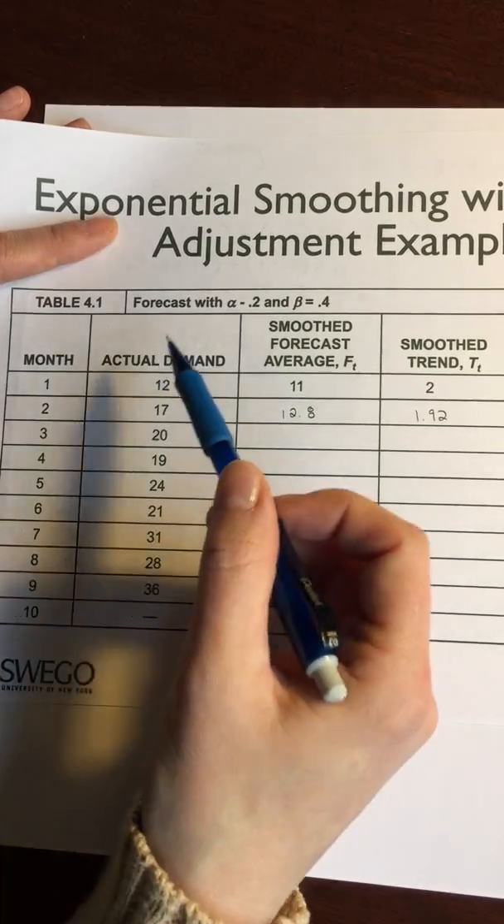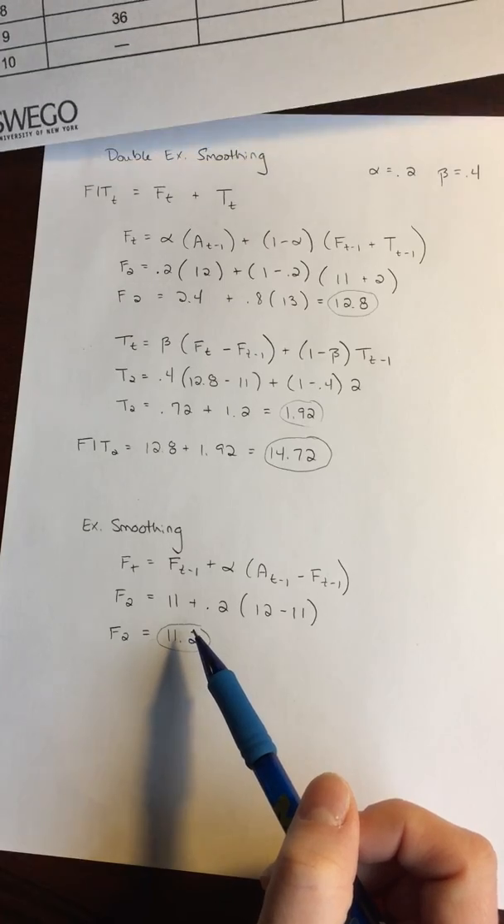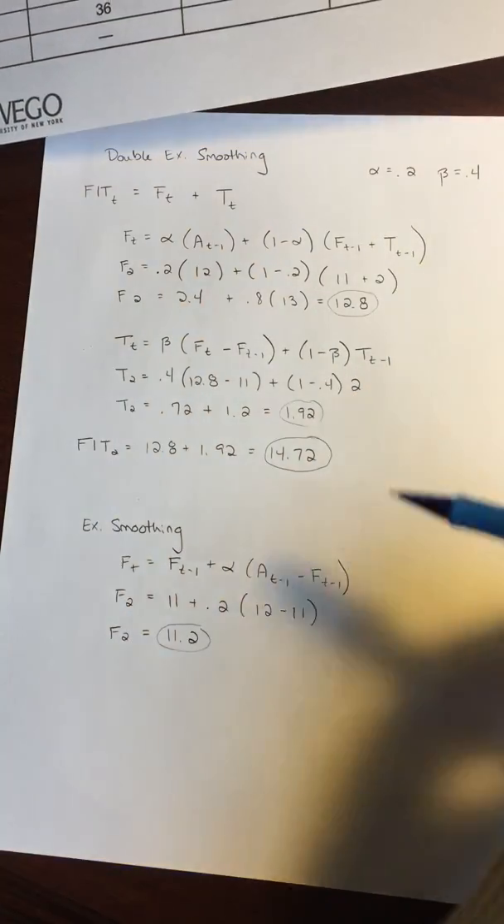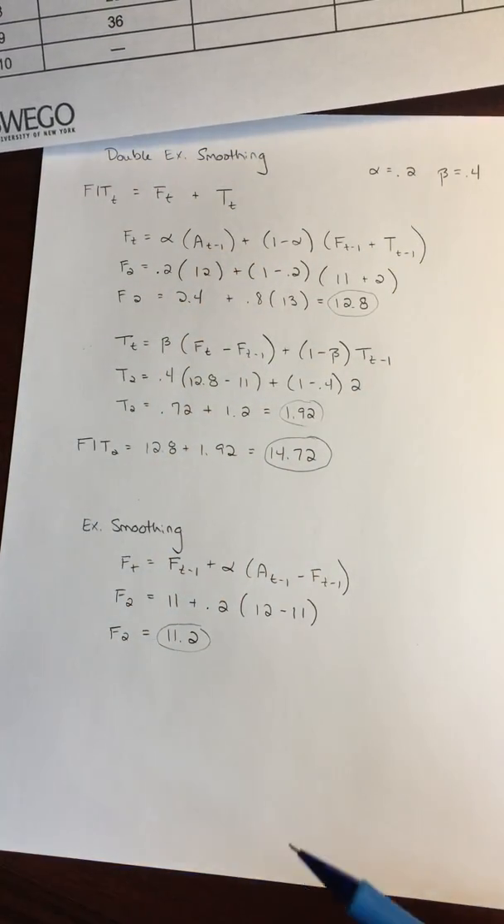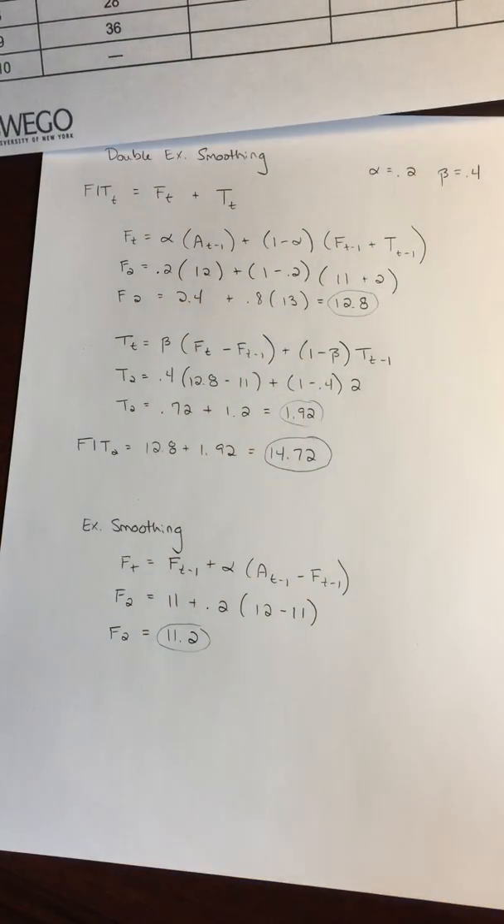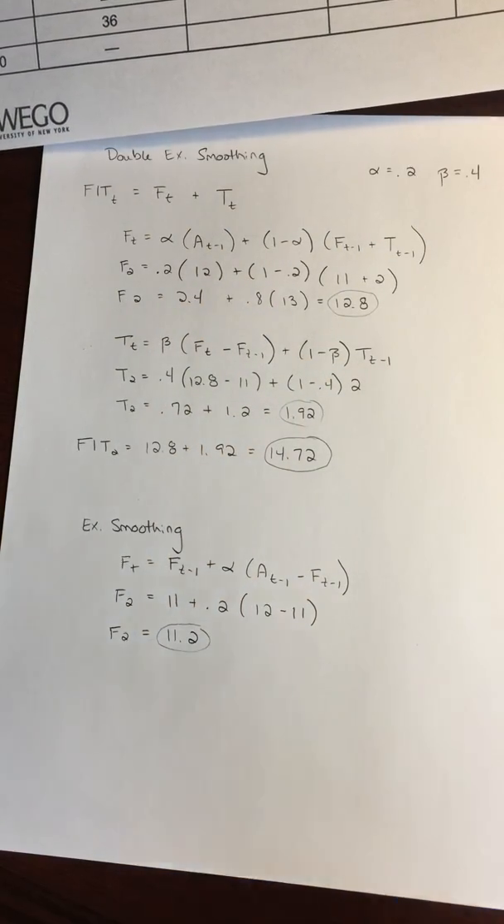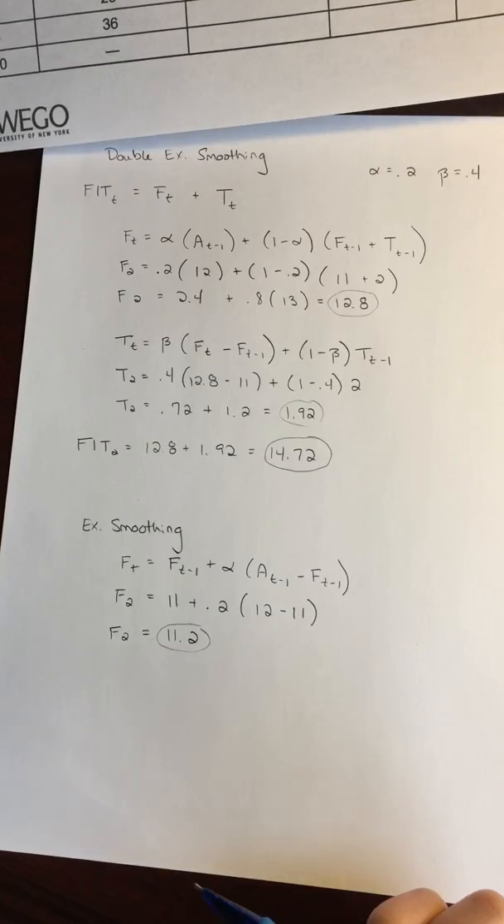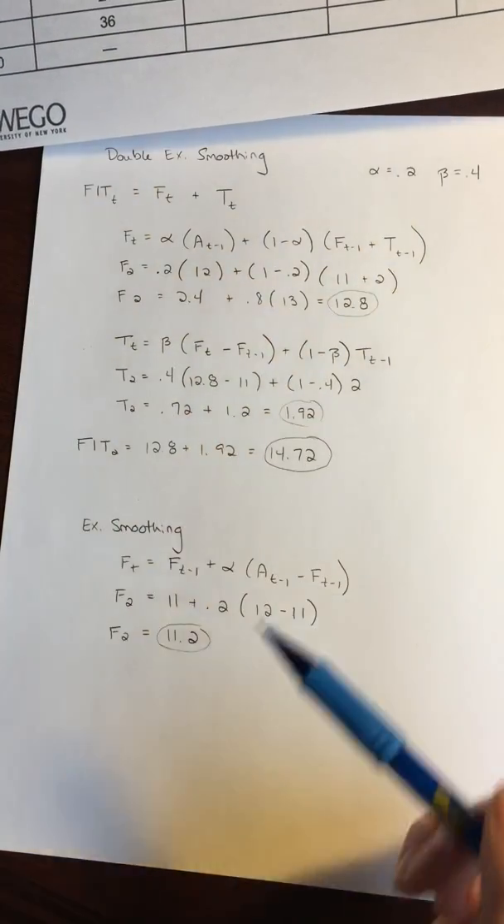So again, you're going to see regular exponential smoothing on the homework and on the exam, and you're also going to see that forecast including trend. I want you to be able to not only calculate these, but understand the differences in which scenarios would be more advantageous to use these different methods.